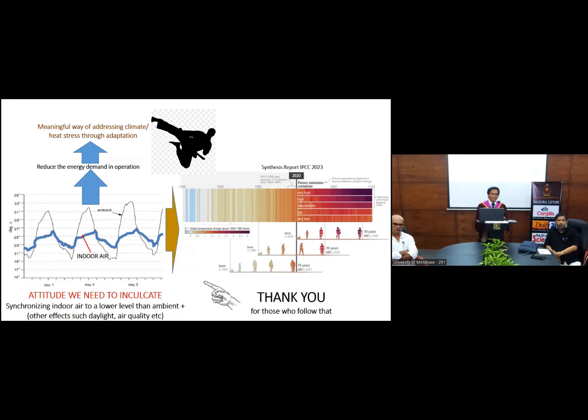So finally, this is the way forward that we should think of. The graph on the left shows the attitude that we need to inculcate. What is that attitude? The graph shows the three peaks, which is the behavior of ambient temperature. Despite these three peaks, we need to maintain internal temperatures, or we need to synchronize the internal temperatures to a lower level than ambient. So that's the way forward. So that has to be our aim of our climate design.